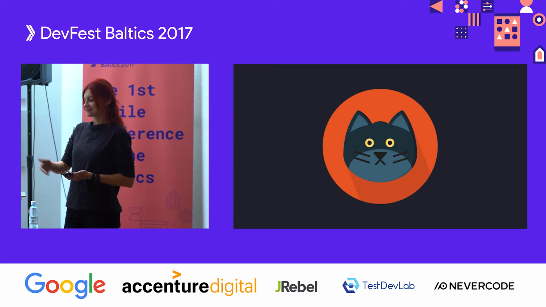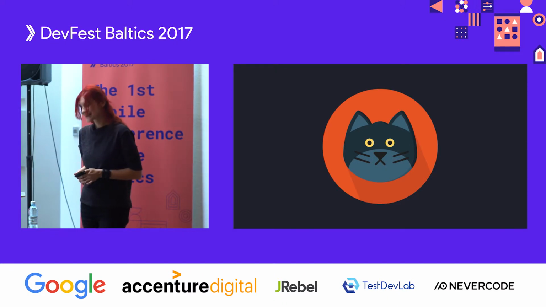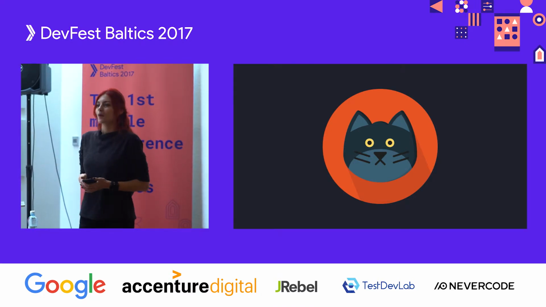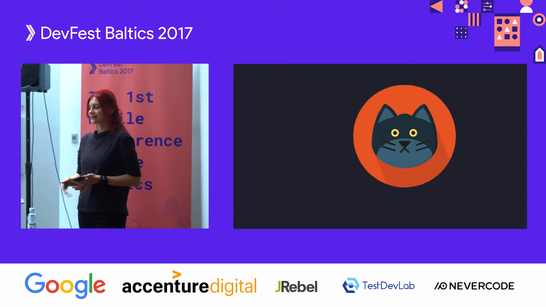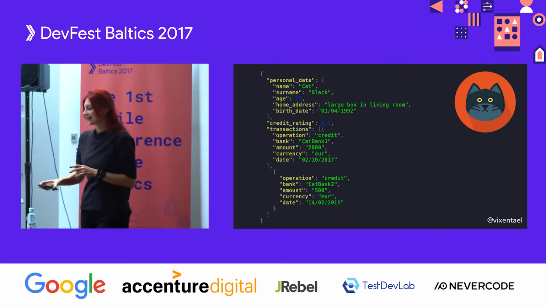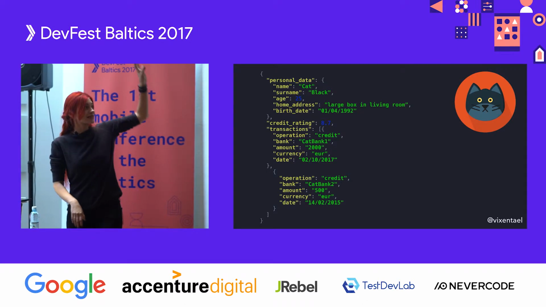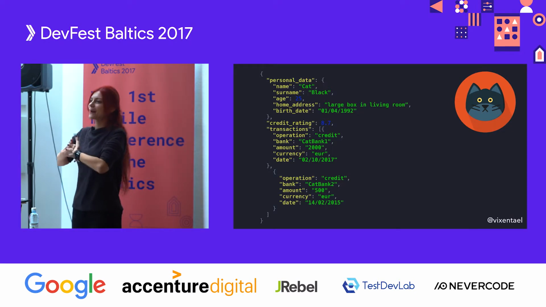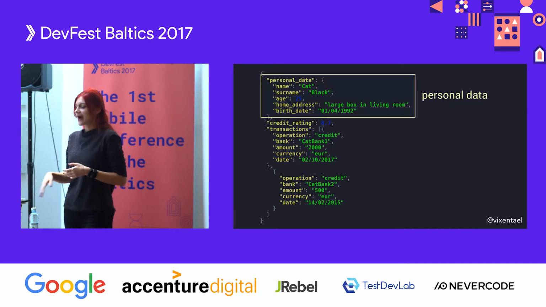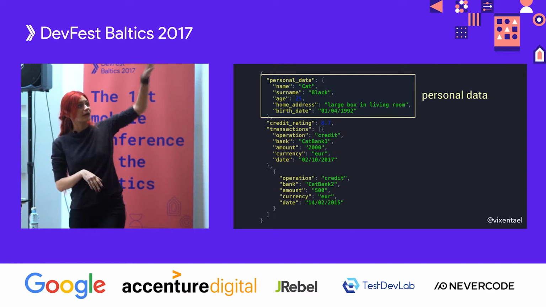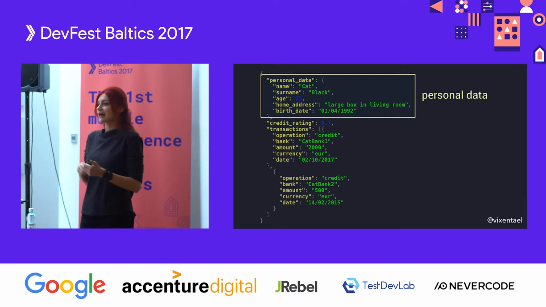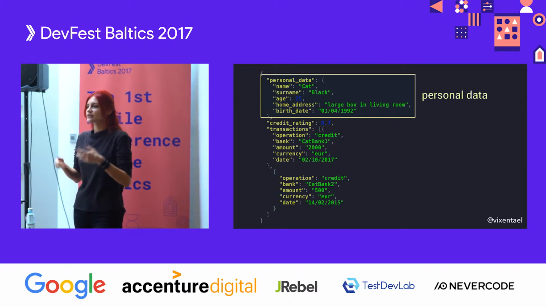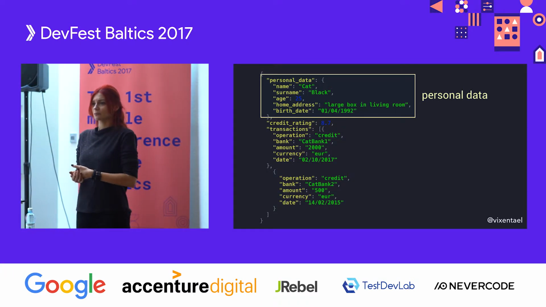Imagine that you're a cat. That's easy, yeah. But you live in a cruel world where cats have a credit history. I made up this JSON myself. It's not really readable. Just trust me. It's based on real credit histories. And it consists of blocks. The first block is a personal data block. It has your name, surname, home address, pet's name, etc.